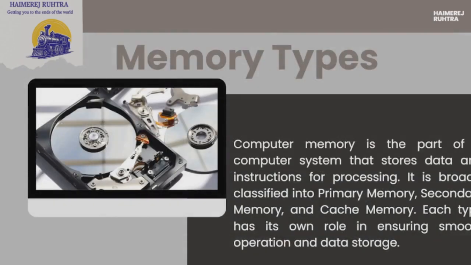Then computer memory. Computer memory stores data and instructions for processing. Memory is divided into basically the primary memory, the secondary memory, and the cache memory. Each one has its own role to ensure smooth operation and data storage.